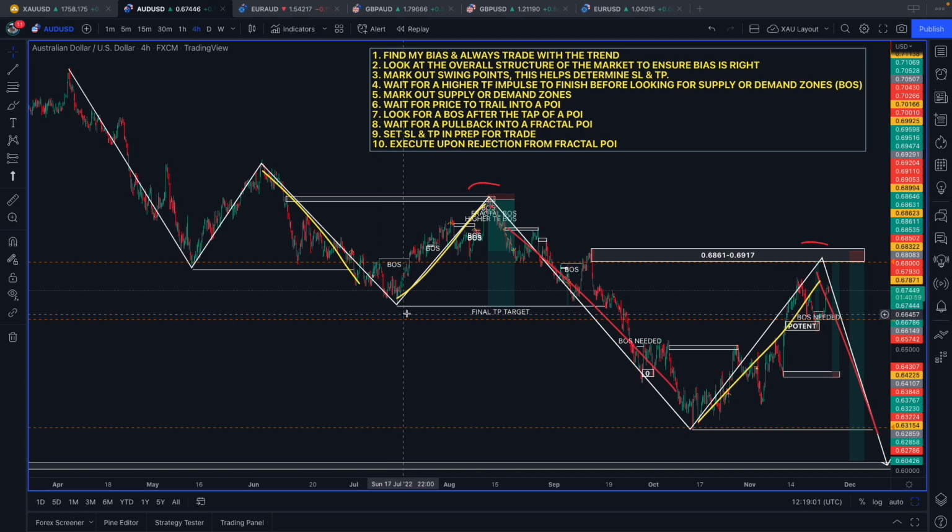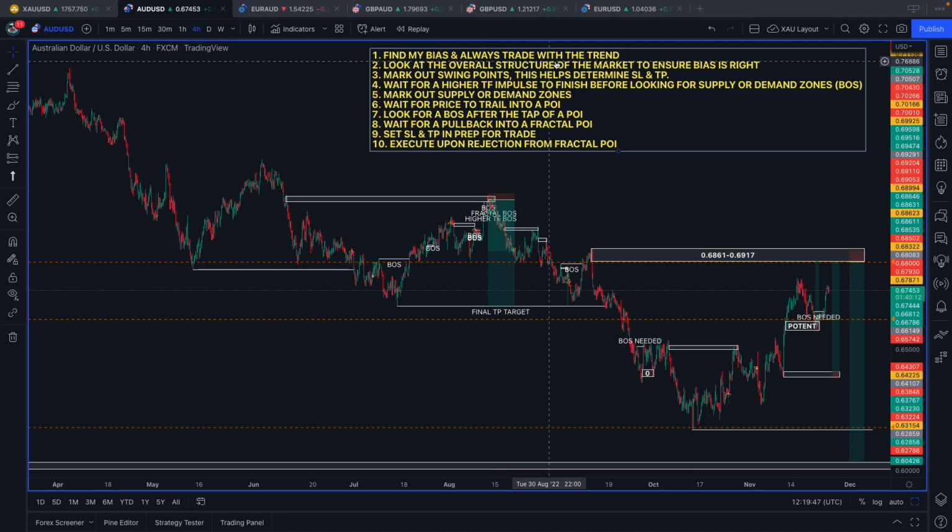So we look to get involved at the lows that are created because within bullish structure, price creates higher highs and higher lows, where the lows are protected and the highs aren't. And then in this case, the highs are protected and the lows aren't. So once we have found a bias and we have understood that we need to trade with the trend and not against it, we've then looked at the overall structure of the market and ensured that our bias is right by looking at the structural laws that have been presented to us.